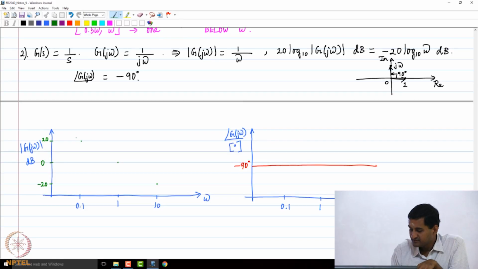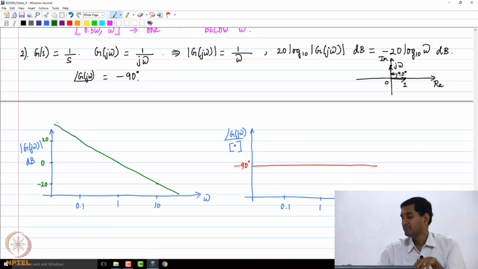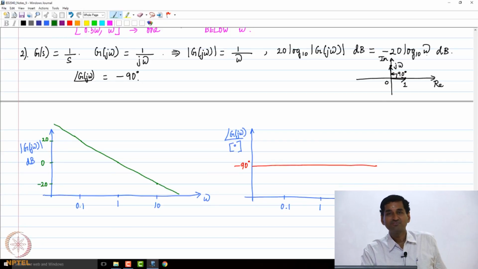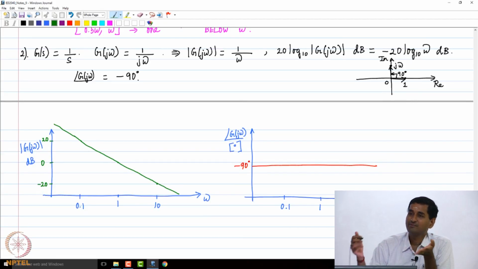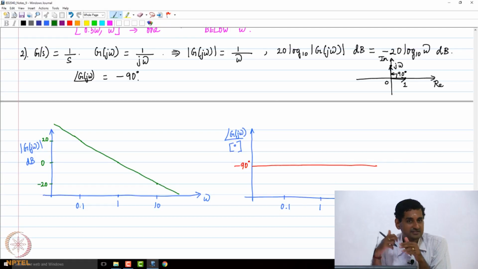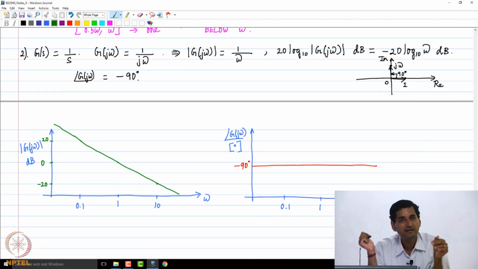So immediately you see that the magnitude curve is going to be a straight line, because although it is a nonlinear function of omega, it is a linear function of log of omega. If you call log of omega to the base 10 as x, this is like minus 20x. So that is a straight line once you have the abscissa in the logarithmic scale. That is why we get a straight line. And you can immediately see that the slope of this line is negative, because as omega increases, the value is decreasing.